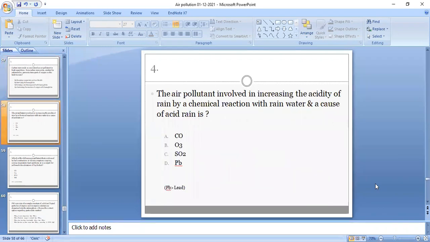The air pollutant involved in increasing the acidity of rain by a chemical reaction with rainwater, and a cause of acid rain, is whether it is carbon monoxide, ozone, sulfur dioxide, or lead. C. Yes, C is the correct option because when sulfur dioxide reacts with water, it forms H2SO4, that is sulfuric acid, and it is the cause of acid rain.